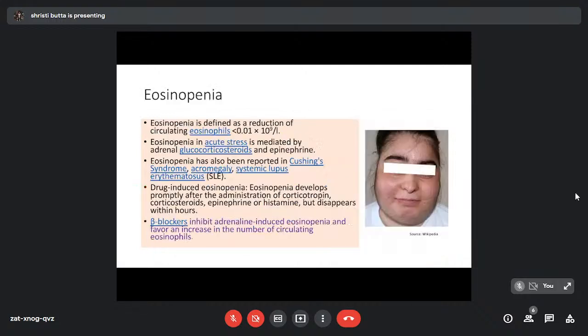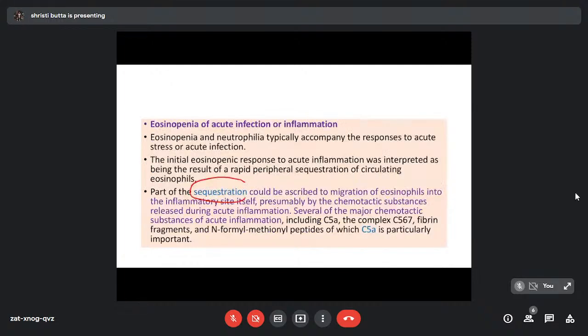So eosinopenia of acute infection or inflammation is again very important. Why does that happen? It happens primarily because of the sequestration of these eosinophils, which has been ascribed to the chemotactic substances that are released during acute inflammation. Several of these chemotactic substances are released, of which C5a is primarily very important.